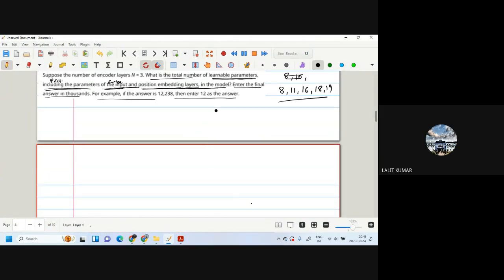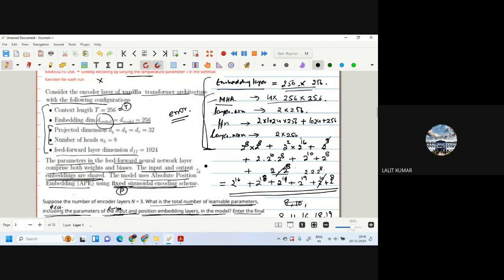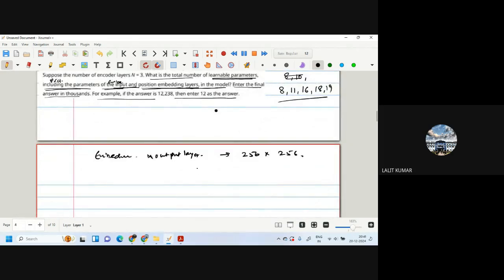Okay, so we take the embedding layer, and the output layer is the same. Output layer is the same, 256 into 256. Can somebody calculate this and keep on giving? Then we do MHA. MHA is equal to 4 into 256 into 256. Then we take the layer norm after MHA. This is 2 into 256.